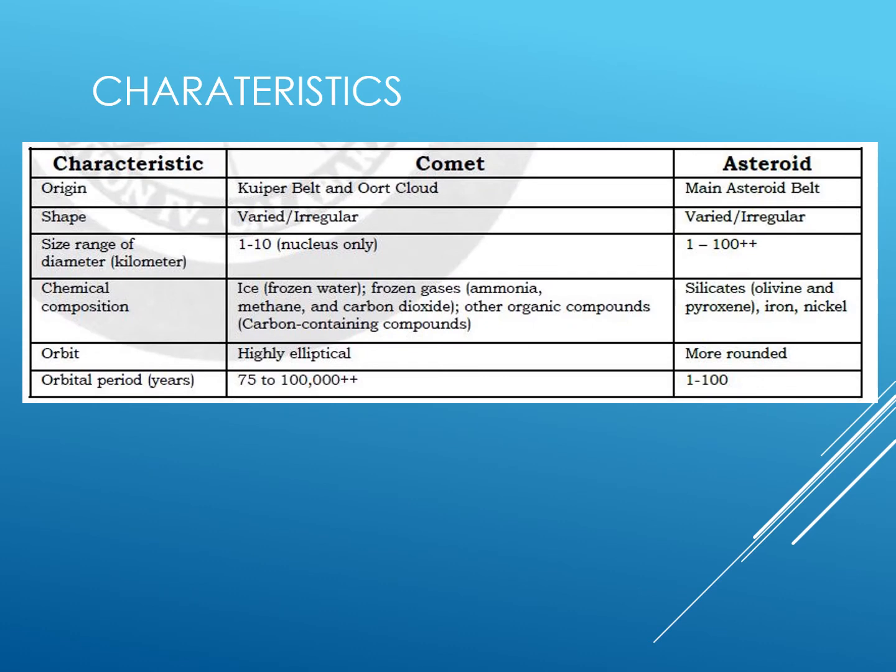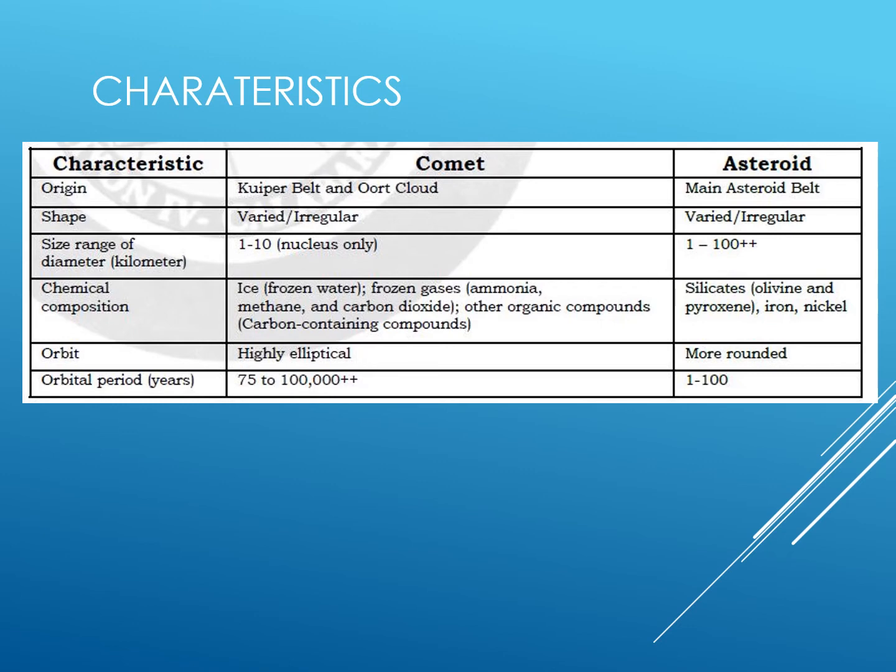Alright, so let's look at the characteristics of comets and asteroids. In terms of origin, comets come from the Kuiper belt and Oort cloud, while asteroids are mainly in the asteroid belt. In terms of shape, they are varied and irregular for the comet, and the same with the asteroid, varied and irregular. For the size range of diameter in kilometers, the comet nucleus is 1 to 10, while the asteroid is 1 to 100 plus, or many times the size.